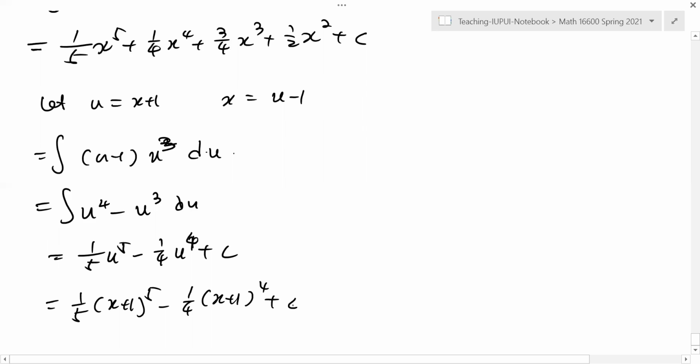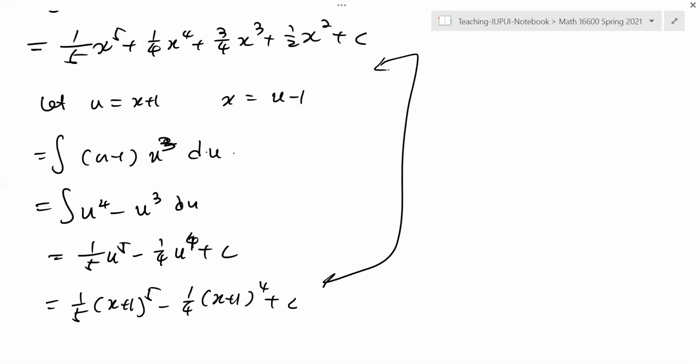Now, those two look quite different, but after you explain it, you get the same answer, okay? So they only differ by a constant. But the second one looks simpler, just only 2 terms here. Okay.